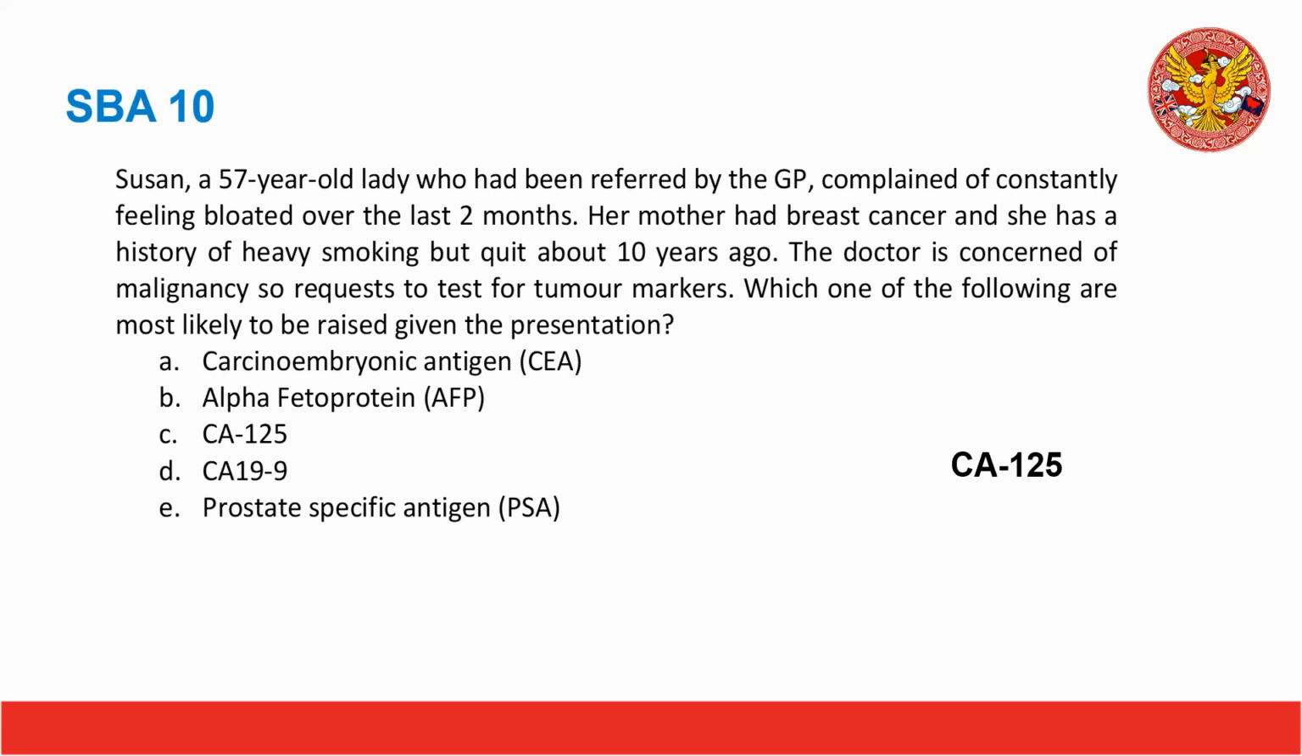And the rest, obviously: CEA detects your bowel cancer, alpha-fetoprotein for liver or other germ cell tumors, CA-19-9 for pancreatic tumors or biliary tree-related tumors, and prostate-specific antigen. It's not necessarily specific for prostate cancer, but is quite indicative if there's a very high PSA level.